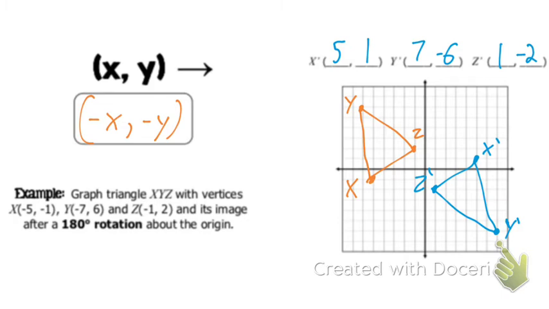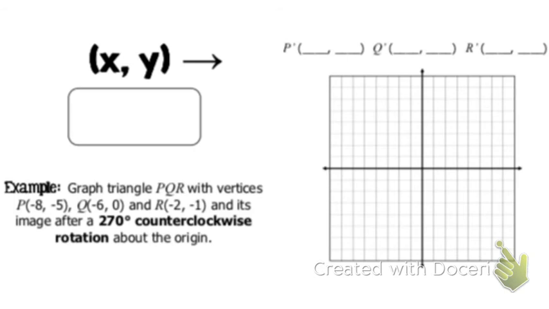Okay, let's go on to this last one. 270 degrees. So x comma y will yield y comma negative x. And these are the same things we wrote down a moment ago.